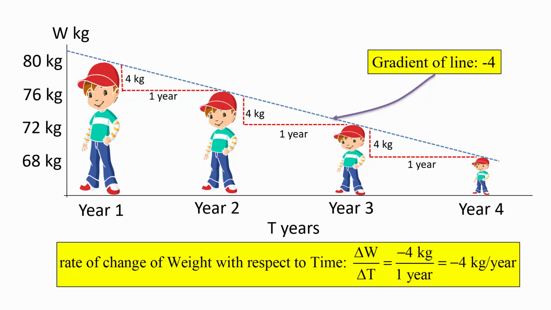Notice there's a negative or a minus. What do you think that means? If the rate is decreasing, we say the gradient is negative, and to show that we put a negative. So when we say that the rate of change is negative 4 kilograms per year, that obviously means that the person is losing 4 kilograms for each year that passes.